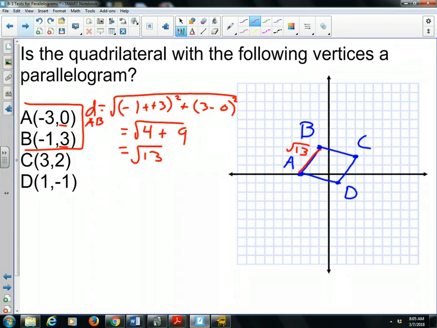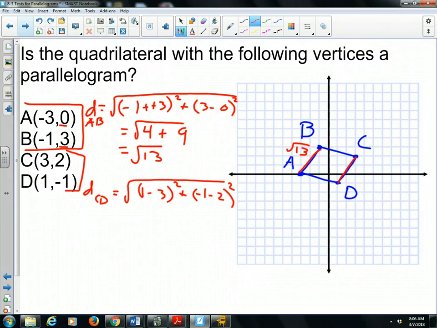Let's now find the distance from C to D, shall we? If that is the square root of 13 units, then at least we have one set of congruent sides. The distance from C to D equals the square root. Here I'm doing the distance formula between these two points, C to D. We have x2 minus x1, 1 minus 3, that quantity squared, plus y2 minus y1, a negative 1 minus 2, that quantity squared.